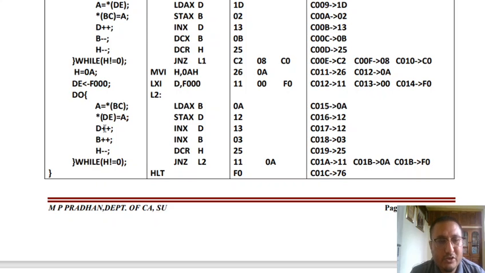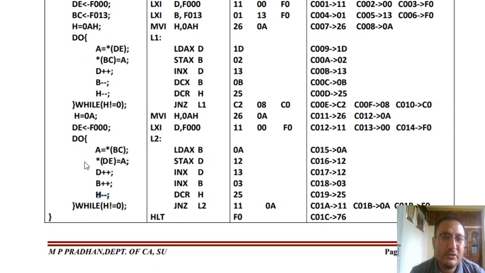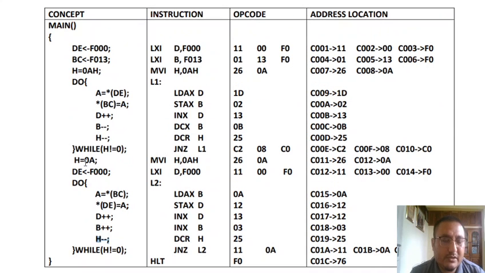Now both DE pair as well as BC pair are to be incremented, right? Because now both move forward, and then H is to be decremented by 1, because out of 10 times we have executed it one time and the process has to repeat 9 more times. So again the iteration has to be created. So this is a very simple conceptual representation for reversing a sequence of bytes stored in a specified address location.